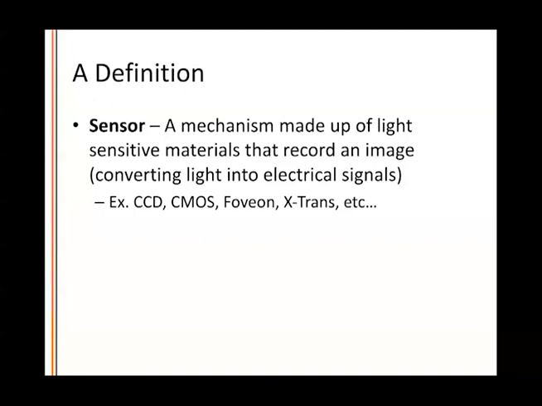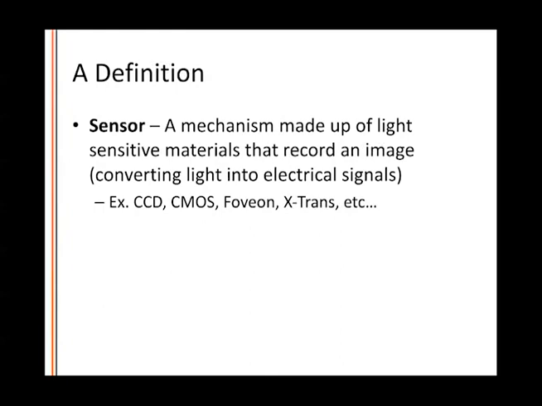Basically, a sensor is a material that records light, and then that light gets recorded into electronic signals. When you think about film, it's a light sensitive material that records an image. When you think of digital and a digital sensor, one way is to say that it's also a mechanism for taking light and recording the image. It just, instead of converting it onto the film, it converts it into electrons.